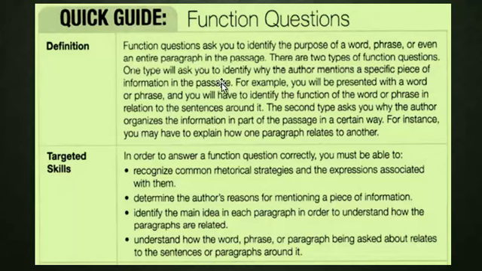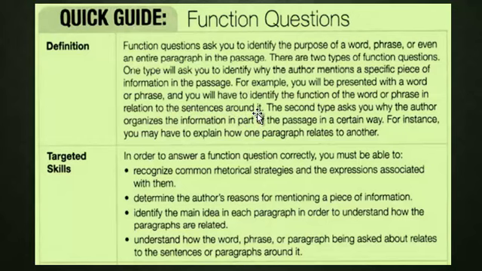One type will ask you to identify why the author mentioned a specific piece of information in the passage. اولی که نویسنده شما پرسان میکند که یک موضوع مشخصی که در اونجا ذکر شده است چرا در اونجا یادآوری شده. For example به طور مثال you will be presented with a word or phrase and you will have to identify the function of the word or phrase in relationship to the sentences around it.